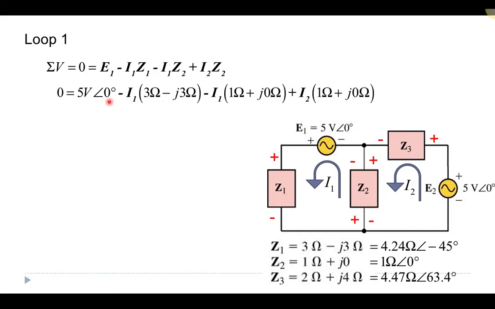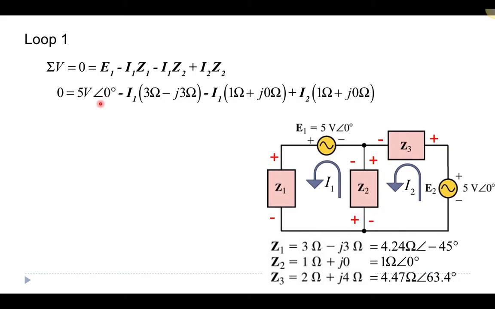Now I can plug in all of the values in phasor notation, so I know that the voltage is 5 volts with a phase angle of 0. I'm trying to solve for the current in each of my loops, so I don't know I1, but I know what impedance 1 is based on the values that are given. I know impedance 2, and I don't know current 2, but I know impedance 2. So now I can combine like terms.